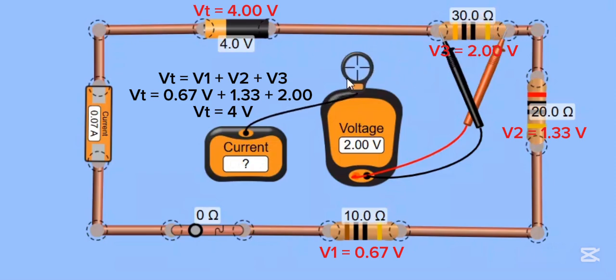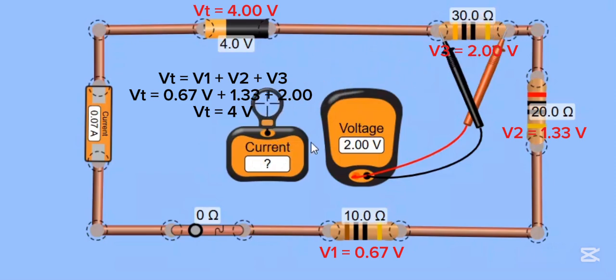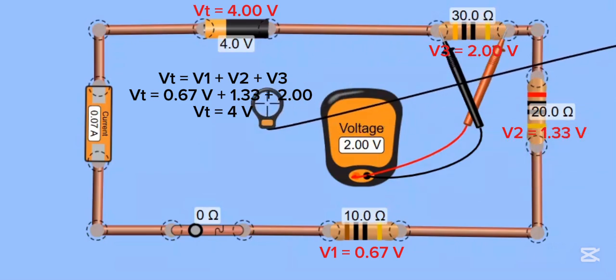So the current is the same in series, regardless of the value of resistance. Okay, the current is the same throughout, but the voltage is not the same. We are going to do the experiment for parallel and see what is happening there.